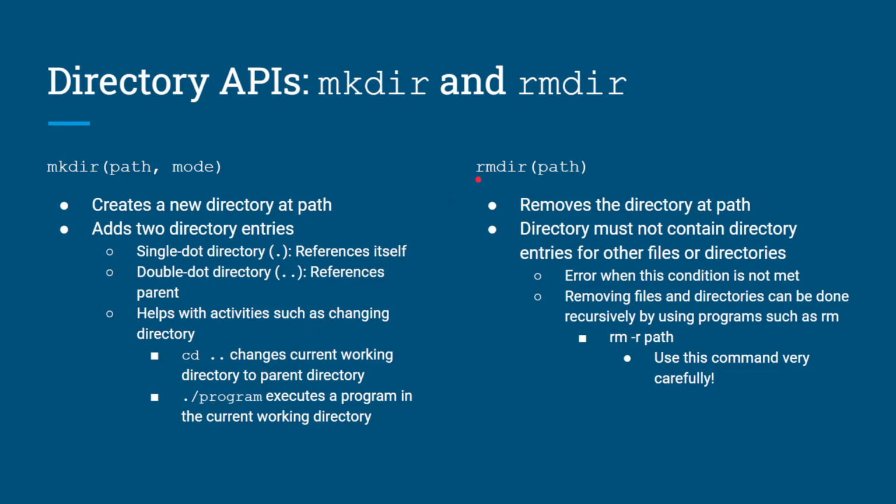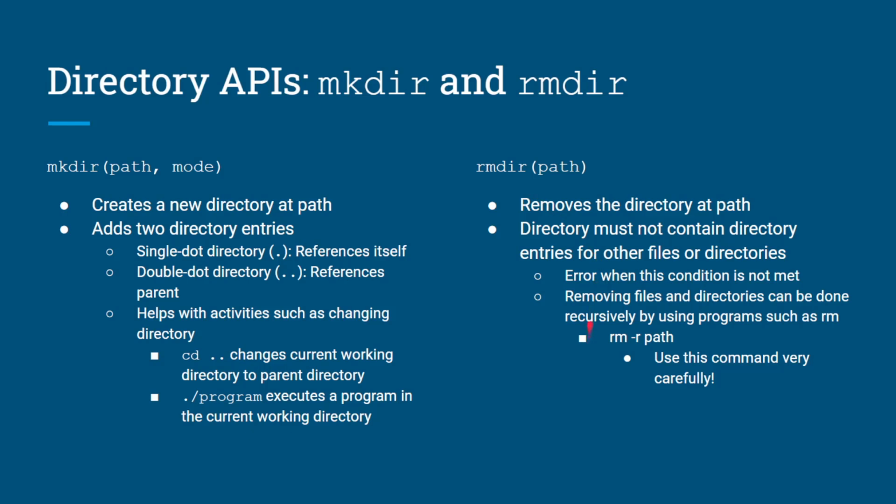The other API is the rmdir API, which removes a directory at a particular path. Again, this is like unlink, but what this does is actually goes through the process of removing the 2 directory entries and the directory itself from the file system. Now, here's one thing to be aware of. You cannot remove a directory if there are other directory entries other than the single dot and the double dot. If it has any other files or directories, this will produce an error if you try to remove the directory, which is fine. You're not deleting files.